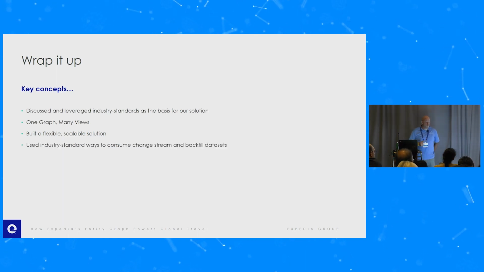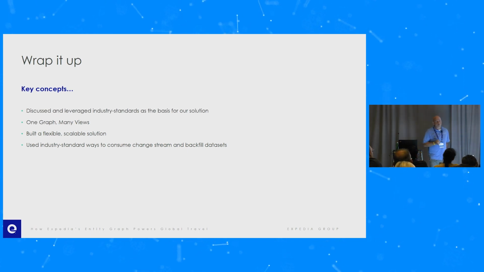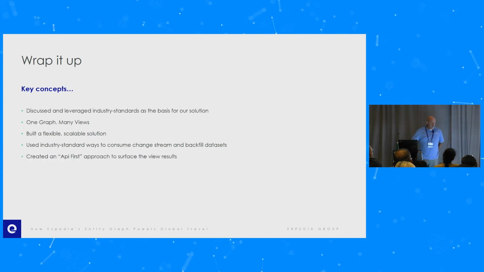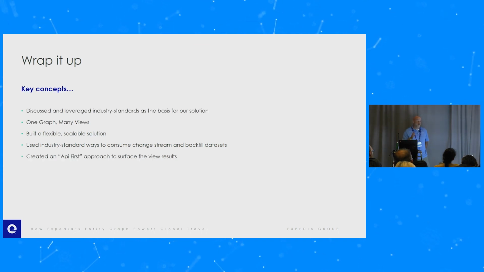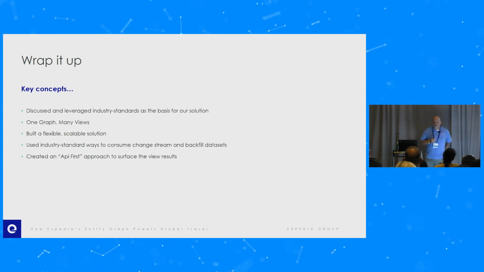And industry standard ways to consume that change and backfill data sets, right? So we're using, like I said, Debezium, and we're backfilling with command line stuff. And then we've created an API-first approach. We slapped an API on it. Now, there's a bunch of ways to enhance this, right?